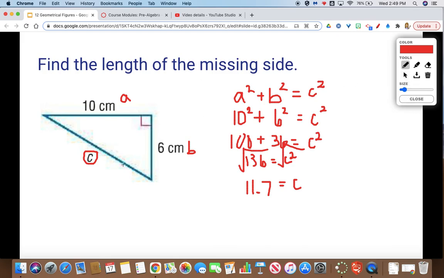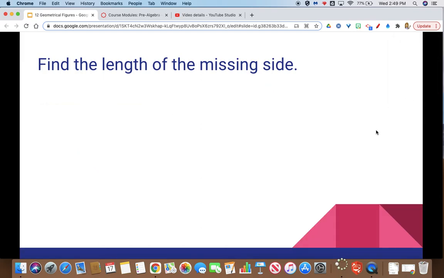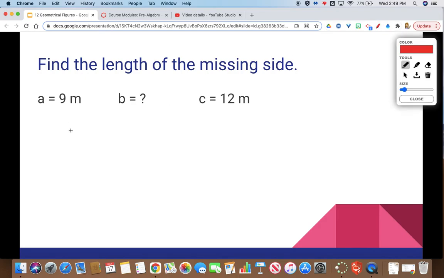Let's look at an example where c is not the value that we're missing. We'll look at an example where something else is missing. So here we're just given the lengths. We don't see it set up as the triangle. Our formula stays the same. What's missing in this one is our b. So when we go to plug in our values, b is going to be the missing piece. So a, we're told, is 9, plus our unknown, equals 12 squared.